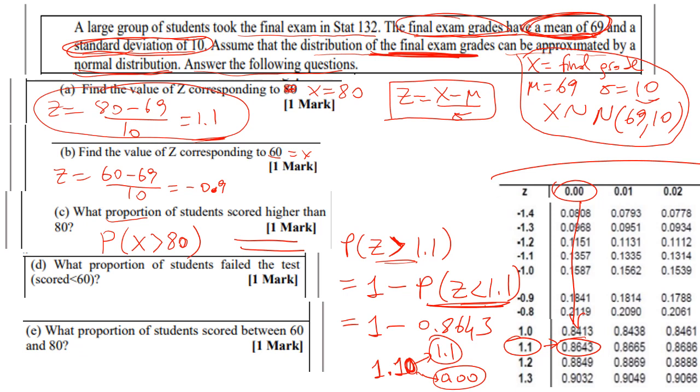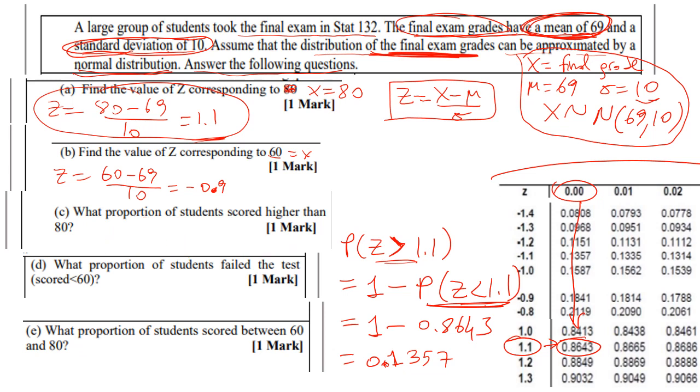0.8643, and then when you subtract, you will get 0.1357. So now you can write this one as the answer. The answer is 0.1357.